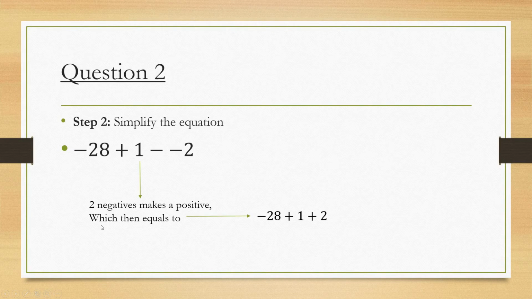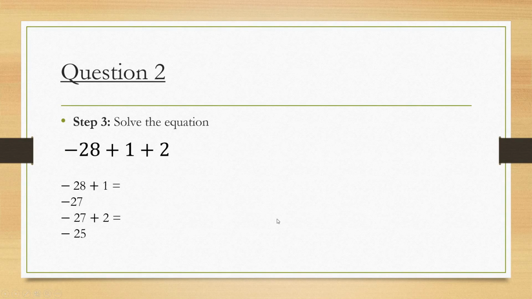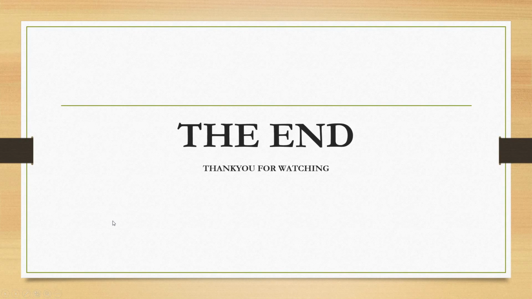After this, we need to be able to simplify the equation, which then equals -28 plus 1 minus -2. We know that two negatives make a positive, which then equals -28 plus 1 plus 2. The next step is to solve the equation. So -28 plus 1 equals -27, and -27 plus 2 equals -25. This is the end of my video.